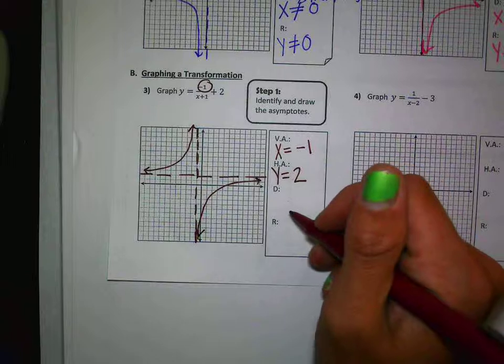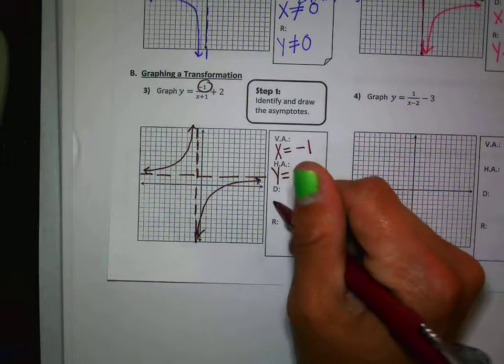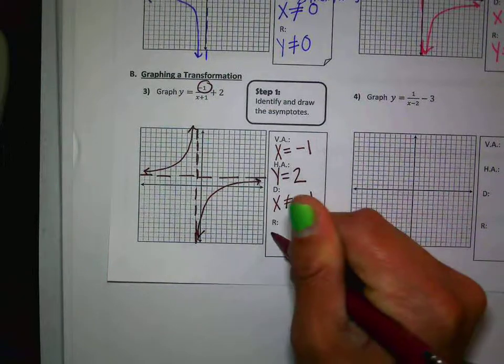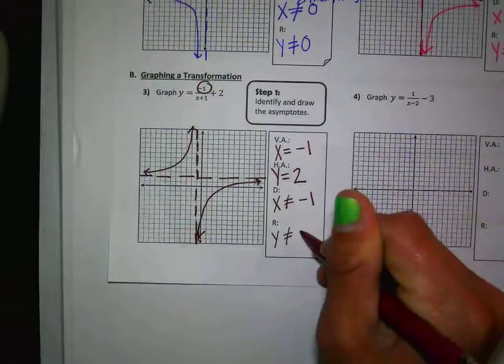Again, for the domain, what is the only number x cannot be? -1. And for the range, what is the only number y cannot be? 2.